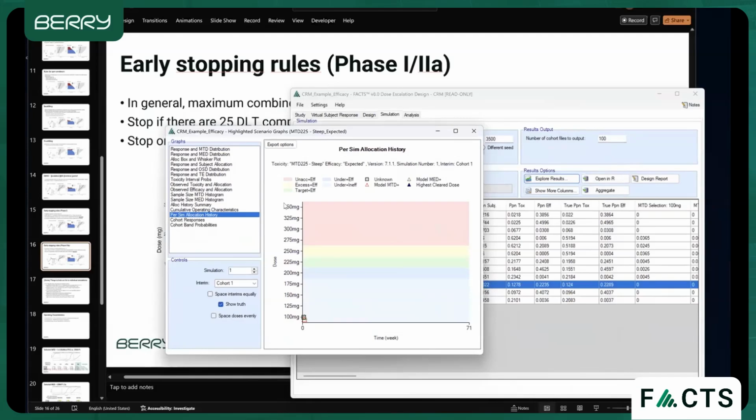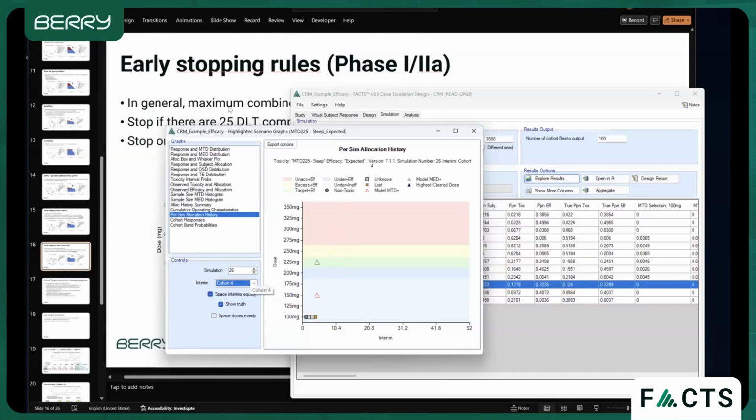The one that I showed you was the 26th simulation. And then what I like to do is click space interims equally. This just means that the subjects arriving here on the x-axis are in equal spaces, and it doesn't go by the actual time of when they were enrolled. Then I'm using just my keyboard, my up and down arrows, and you can walk through this and really see how this plays out.